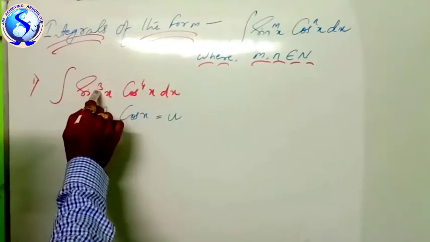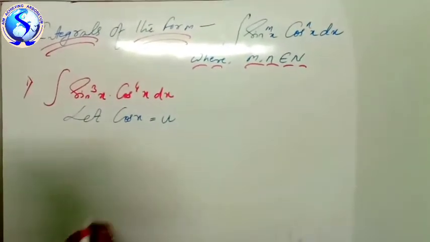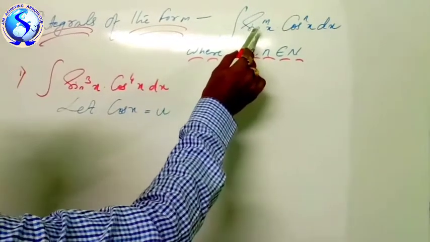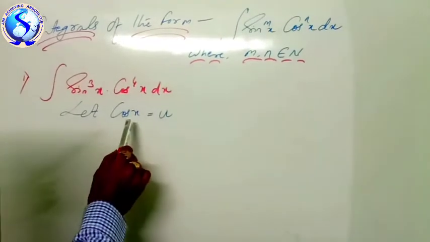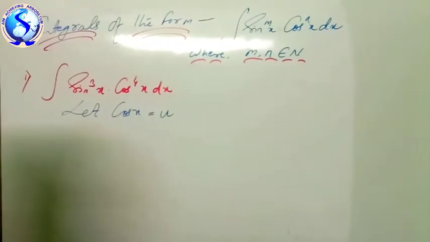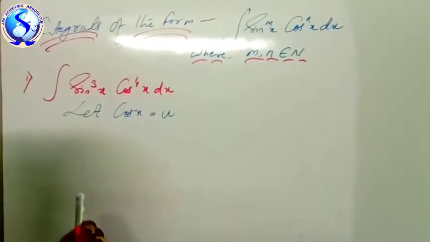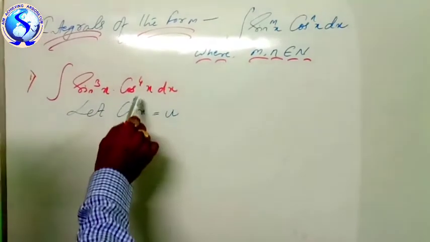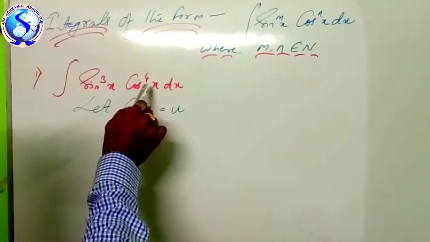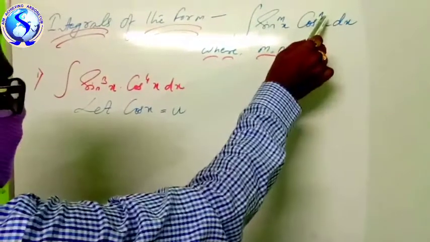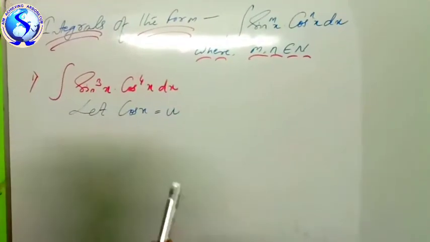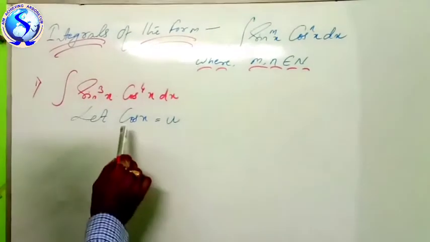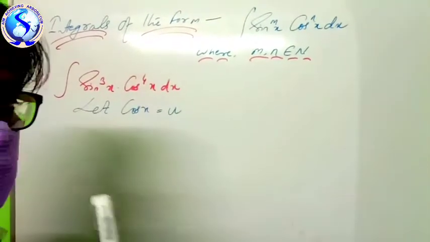Whenever m is an odd number, meaning the exponent of sin x is an odd number, in that case you have to take cos x as u by the substitution method. If it is reversed, suppose the exponent of cos x, meaning n, is an odd number, a positive odd number, in that case you have to take sin x as u. Let us solve one sum.